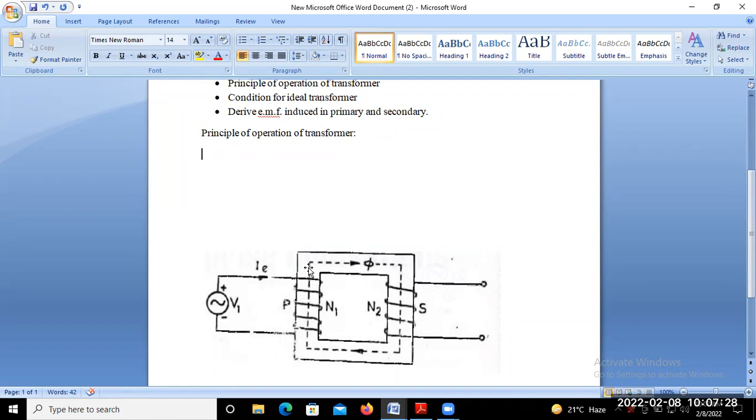And the flux path you will find in the core, flowing through this dotted line through the core, and again this flux links the secondary coil. So EMF will be induced in the primary as well as in the secondary. Here we are not giving supply to any load, that means the secondary side is open. Okay. So just note down here the statement of the principle of operation.